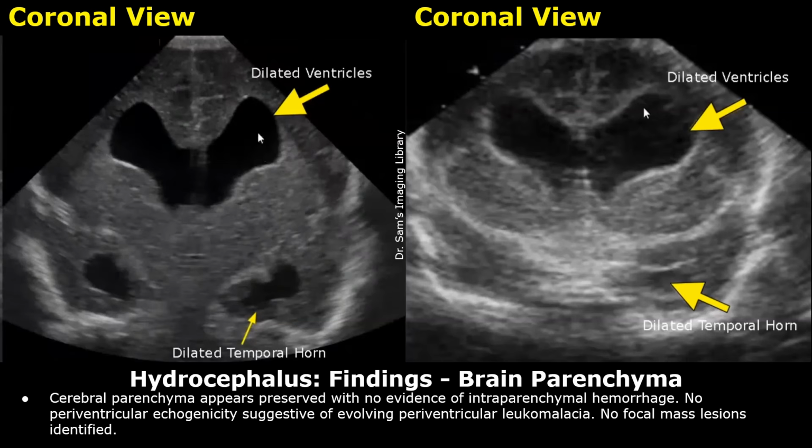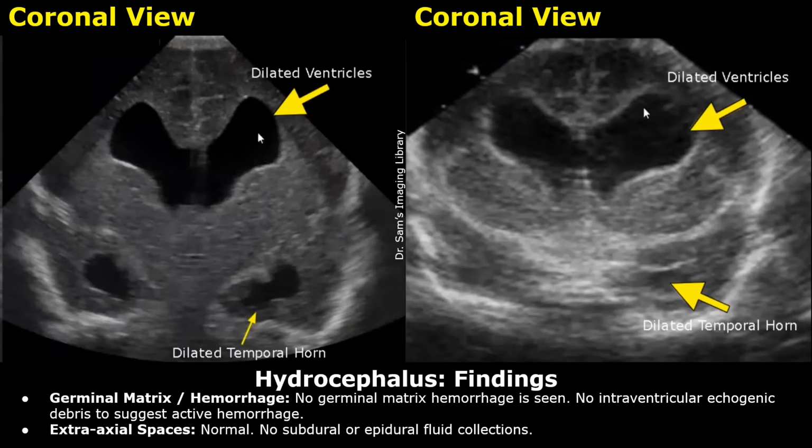Here are the findings of the brain parenchyma. Cerebral parenchyma appears preserved with no evidence of hemorrhage. No periventricular echogenicity suggestive of evolving periventricular leukomalacia. No focal mass lesions identified. No germinal matrix hemorrhage is seen. No intraventricular echogenic debris to suggest active hemorrhage. Extraaxial spaces, normal. No subdural or epidural fluid collections.